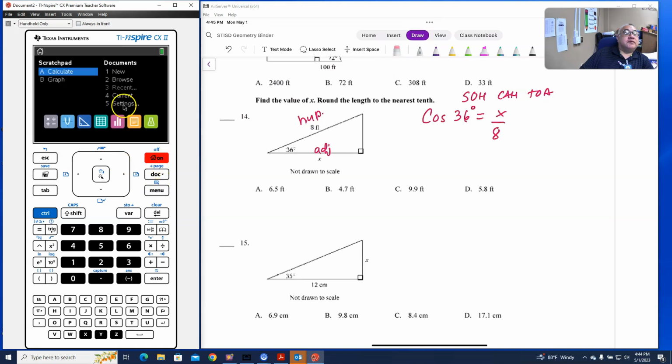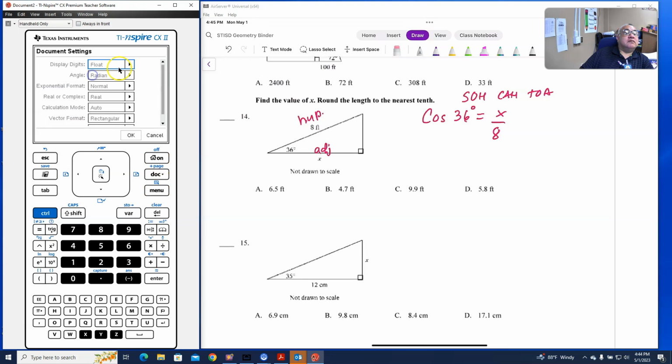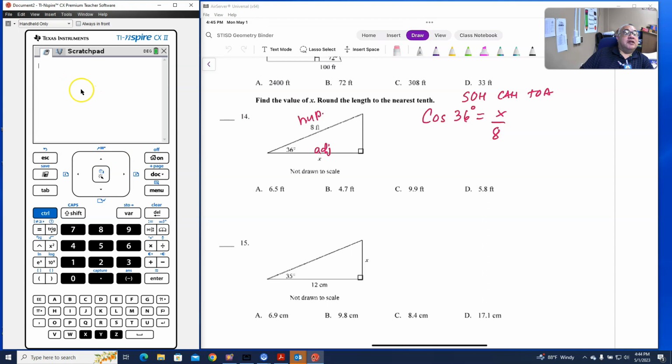So settings. See, it was in radians, so you've got to have it in degrees. Go to calculate. So now we have x, and you multiply it by 8. So x is going to be 8 times the cosine of 36 degrees. So you have 8 times cosine 36 degrees. And that gives you 6.4 or 6.5 feet.